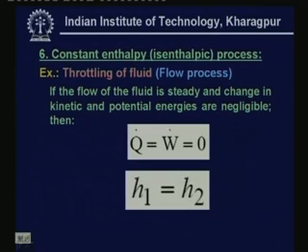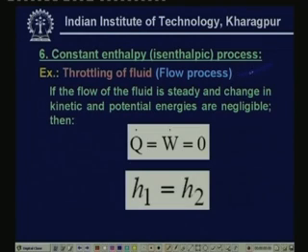For a typical throttling process, let us say that we are assuming the process to be steady flow, and that the kinetic and potential energy changes are negligible during this process. If you are assuming that the throttling is taking place in a small area, then there is no area available for heat transfer, so Q dot will be 0, and no work is done during this process, so W dot is also 0. So Q dot and W dot are 0 for the throttling process in a steady flow.